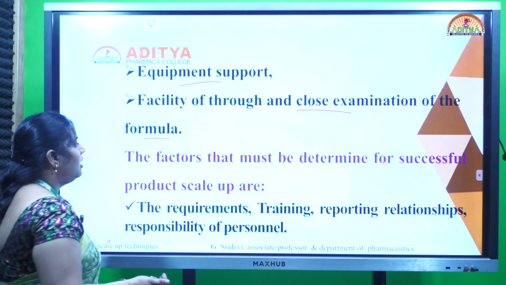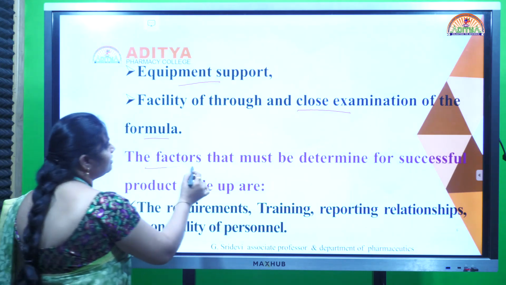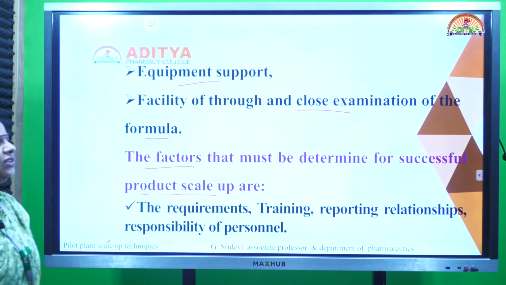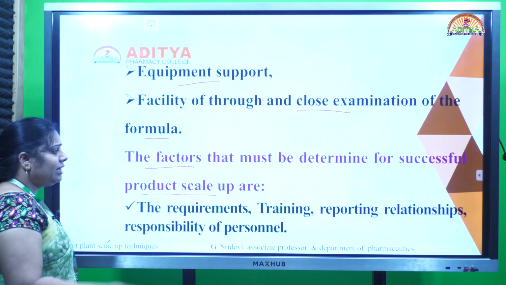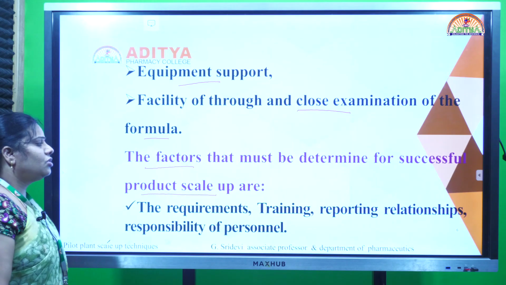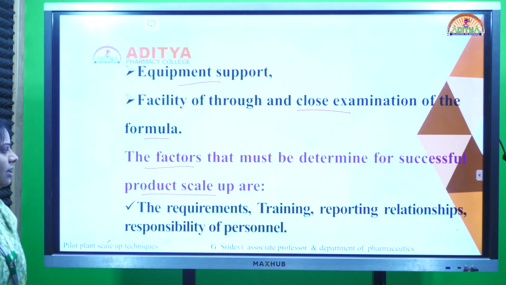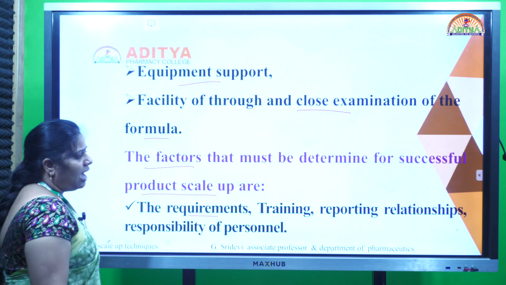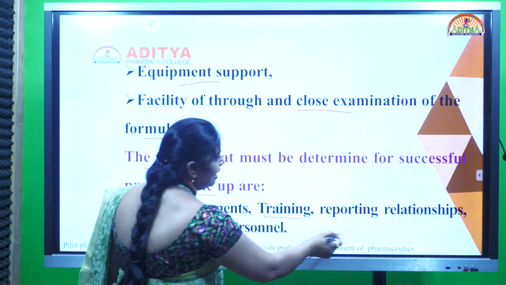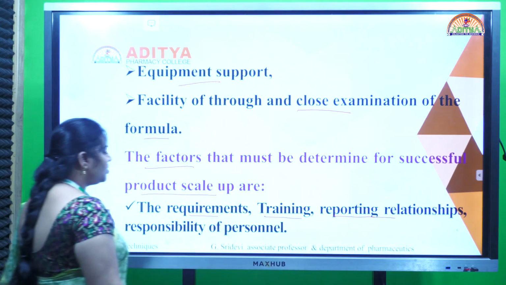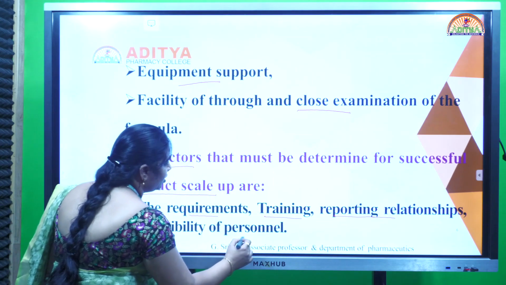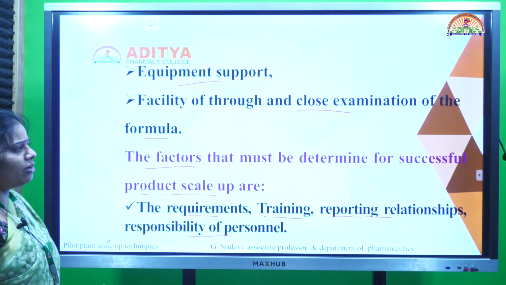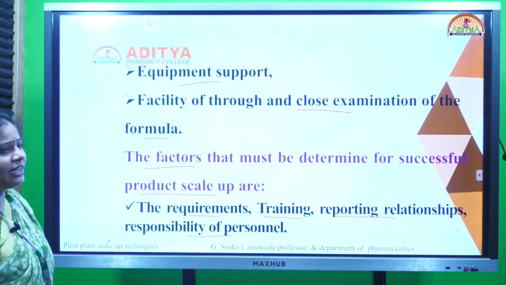And coming to the next one, the factors that must be determined for successful production scale up techniques. How the success rate will be there while they are doing the product scale up activities, so some factors we have to take into consideration. The first one is the requirements: what specifications and requirements are needed, what training is required for the personnel, what the reporting relationship should be, and what the responsibility of this personnel should be. We have to check all these aspects while going for the production scale up activities to get a successful rate.